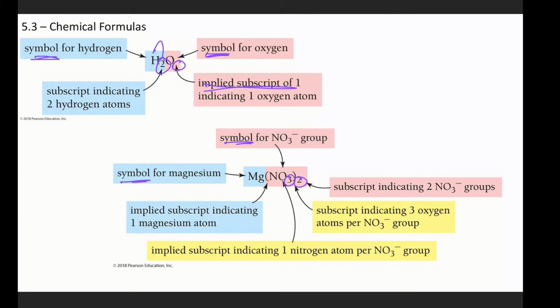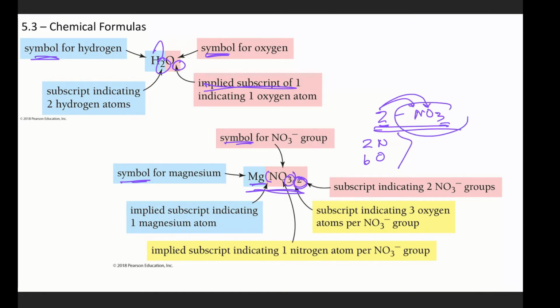And then for this one, the formula gets more complicated, but it's the same thing. Implied subscript of 1 for magnesium. Here, this is NO3. That whole NO3 is in parentheses with a subscript of 2. What that means is we have 2 NO3s. If we distribute it, we have 2 nitrogens and 2 times 3, so 6 oxygens. Does that make sense? That's how we would read that.